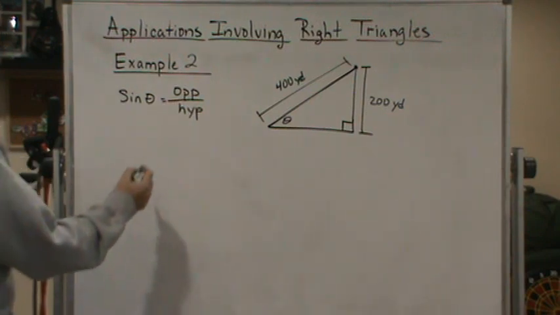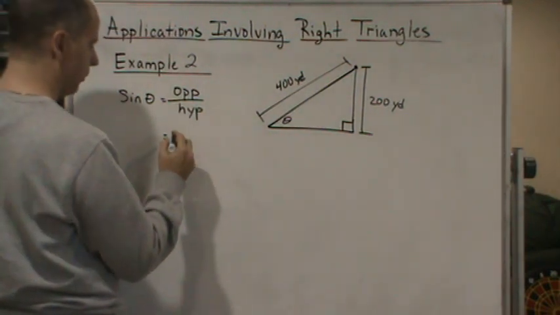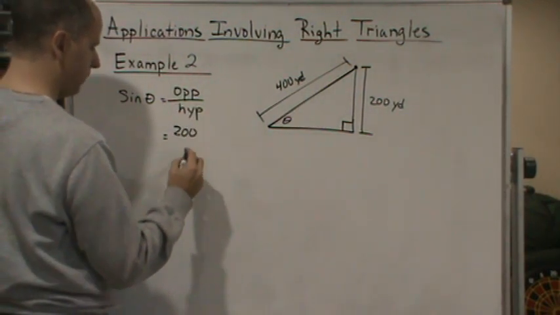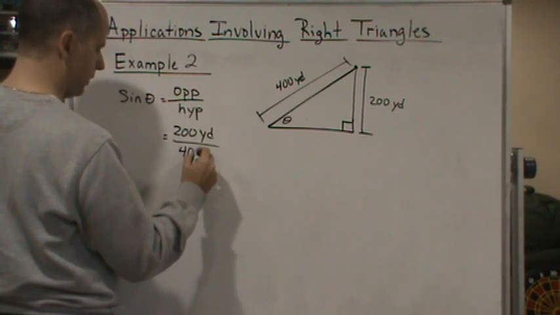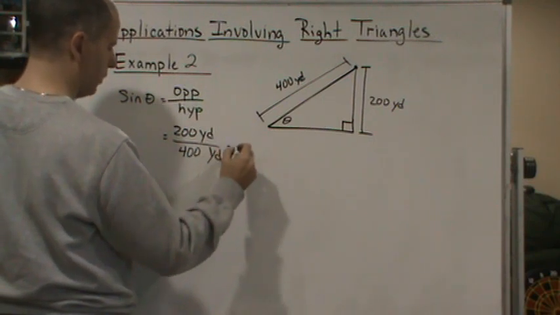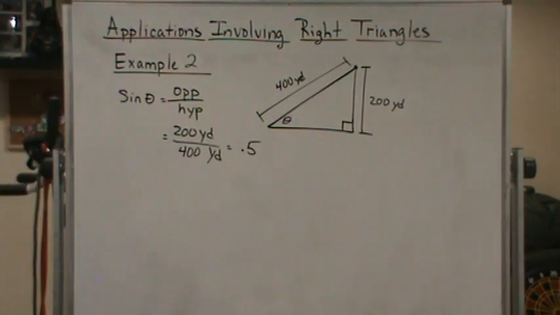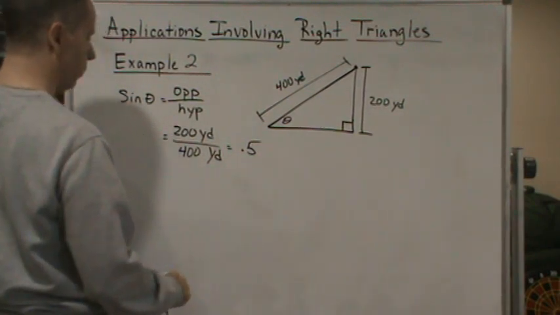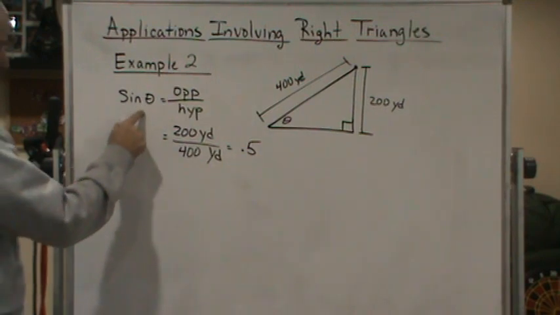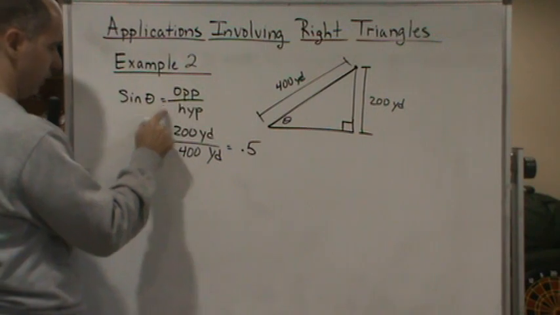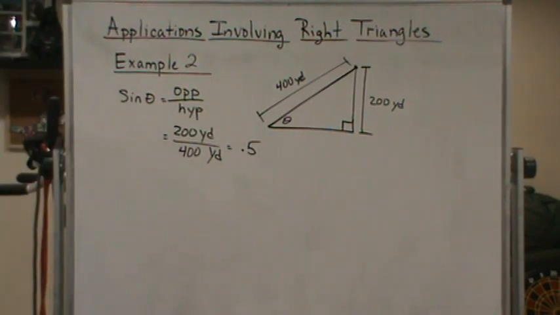Okay, now all we're going to do is plug in the values, because the opposite is 200 yards over 400 yards, which is going to give us 0.5, right, or a half. So now all we have to do is ask yourself, it's an acute angle, right? So what angle, because we want to find the angle. So we have to ask ourselves, the sine of what angle will give us 0.5? Okay? Think about that.